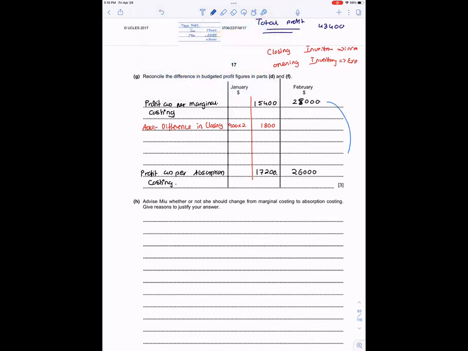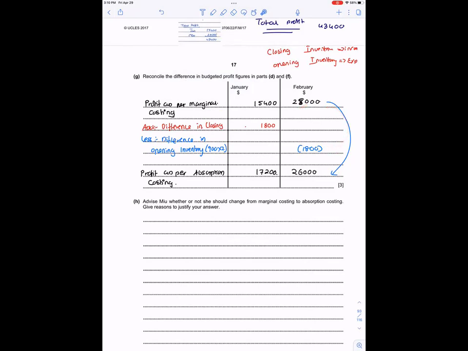So from year to year, if I have to come, I will do less. Difference in opening inventory. It was 900 units into 2. So here you showed what? Less expense. So your profit was more. So you subtract it.